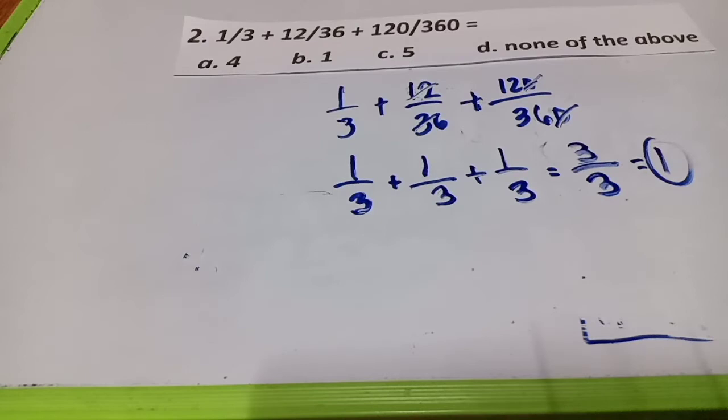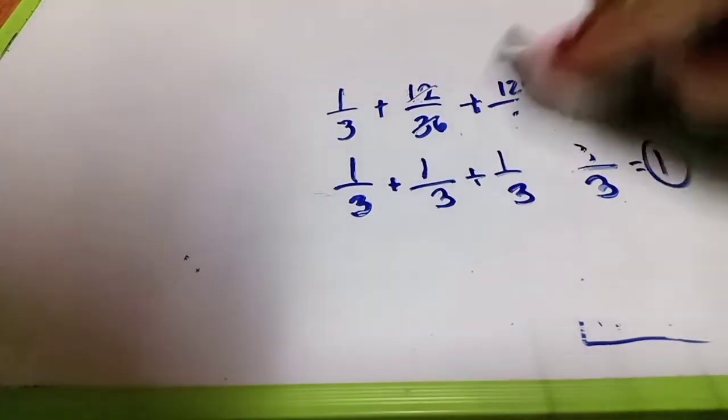Take note, guys. Look at the secret on how to answer it properly. This is the secret on using your denominator. If you think they are divisible, all you have to do is reduce to the lowest term. Okay, let's proceed to number 3.